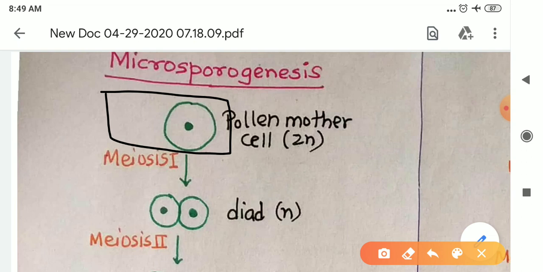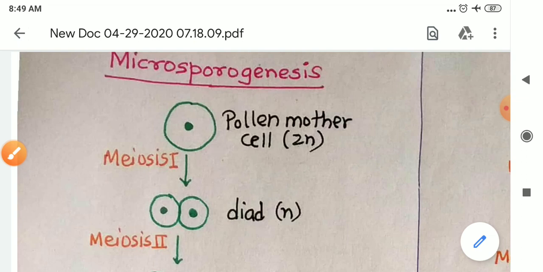It means it has a double set of chromosomes. So there will be two sets of chromosomes. This pollen mother cell is present in the pollen sac of the anther. And you know that there are n number of pollen mother cells present in the pollen sac, and that's why it may form n number of pollen grains through the process of meiosis.